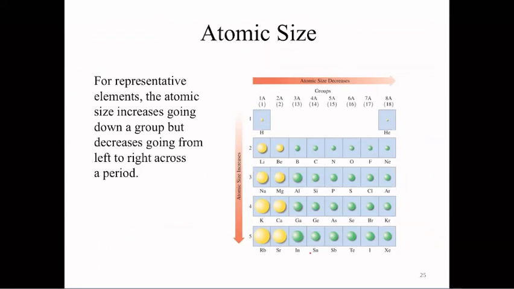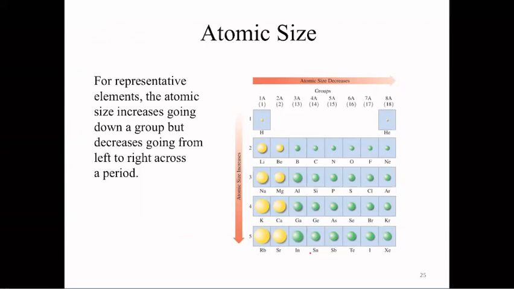So understand that for representative elements, the atomic size is going to be going down as we are moving from left to right in the periodic table. So as we're moving across, look at as we go from lithium to beryllium to boron to carbon, and so forth, all the way to neon. The atomic size gets smaller. That's the trend. Atomic size decreases as you move across a period in the periodic table.